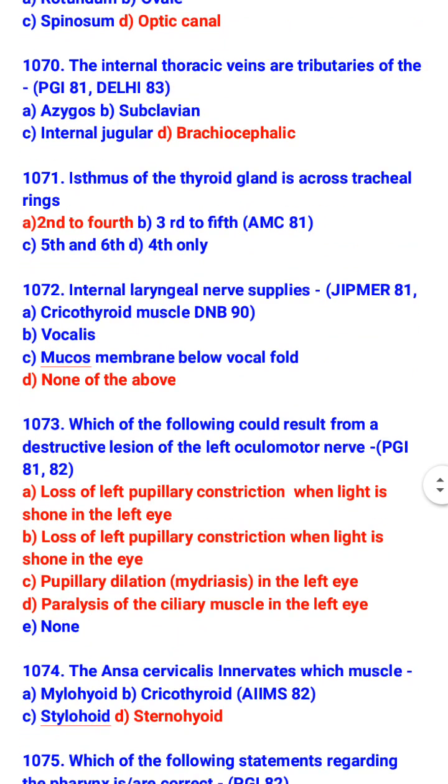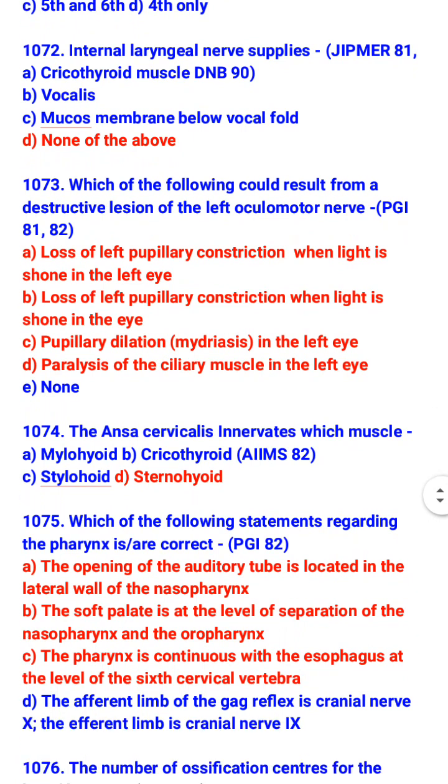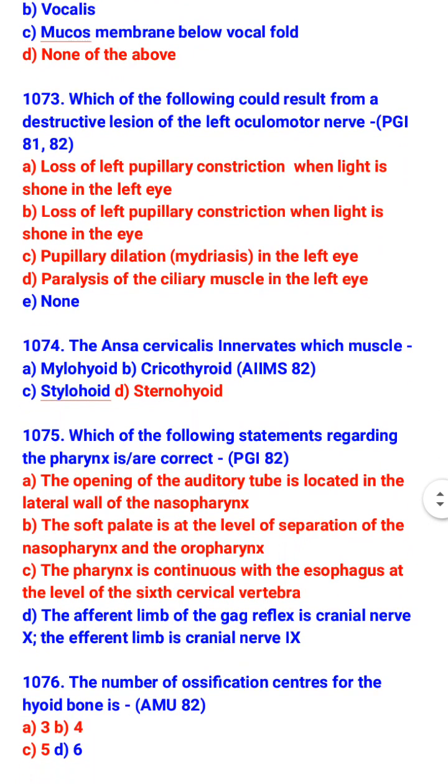Which of the following could result from a destructive lesion of the left oculomotor nerve? Loss of left pupillary constriction when light is shown in the left eye. Loss of left pupillary constriction when light is shown in the eye. Pupillary dilatation, that is mydriasis in left eye, and paralysis of the ciliary muscle in the left eye. The ansa cervicalis innervates which muscle?